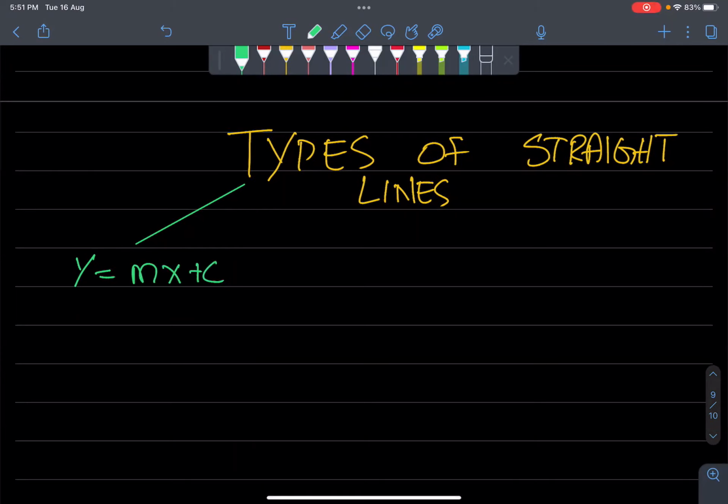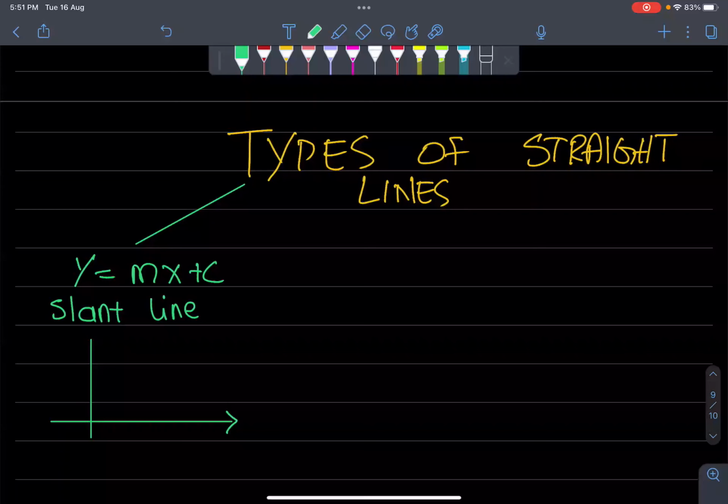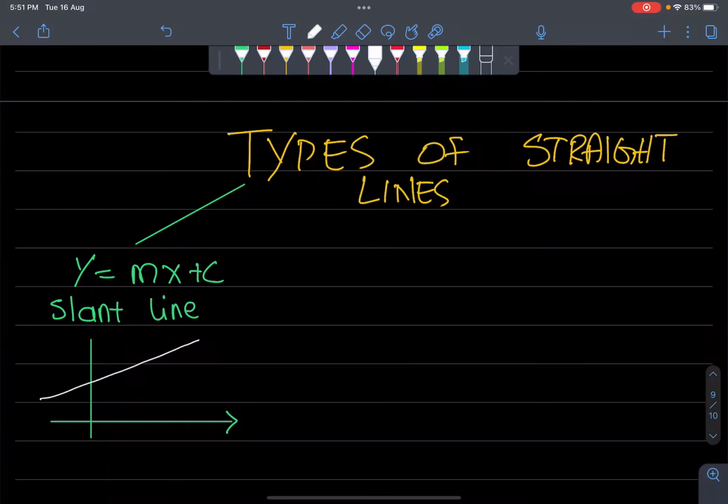Now this type is for a slant line. It's for what? A slant line. I hope all of you know what a slant line is. A slant line looks like either this or it looks like this. This is L1, this is L2. Can somebody tell me the difference between L1 and L2?